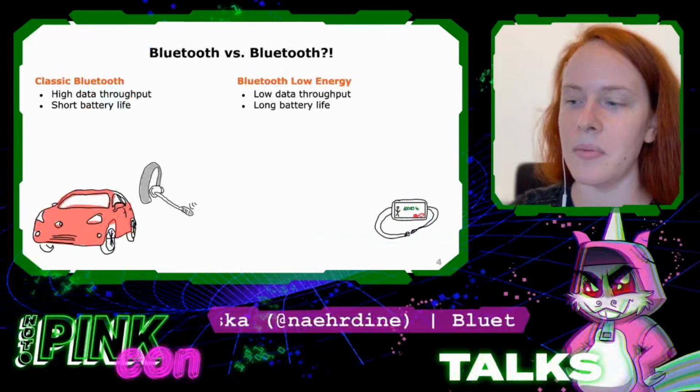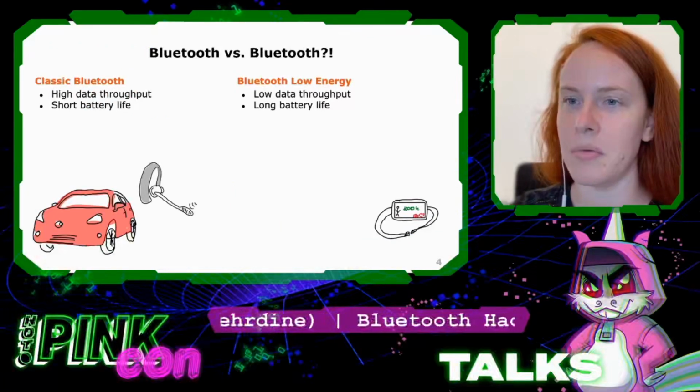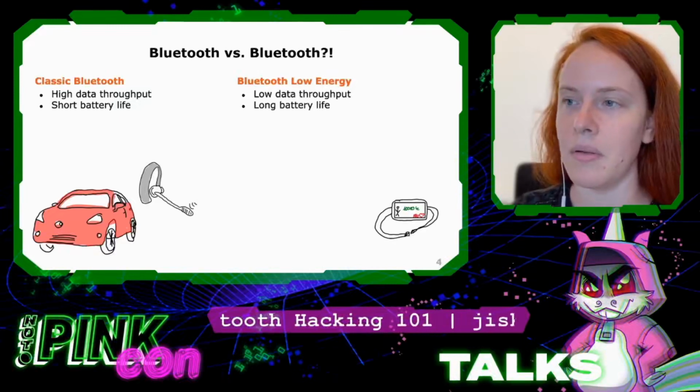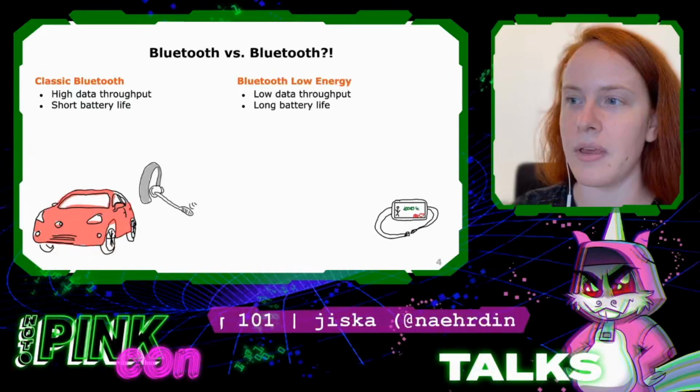But actually there are two types of Bluetooth, and you might not have heard about this before: classic Bluetooth and Bluetooth low energy. Classic Bluetooth is what you know as, for example, your headset or your car and so on. They typically have the classic Bluetooth, which has a high data throughput but a short battery life. And then there's Bluetooth low energy, which you would see in IoT devices. It has a low data throughput, but a long battery life. For example, with a button cell, you could survive a full year just beaconing some data around. So these are the two types of Bluetooth, and you need to distinguish them.